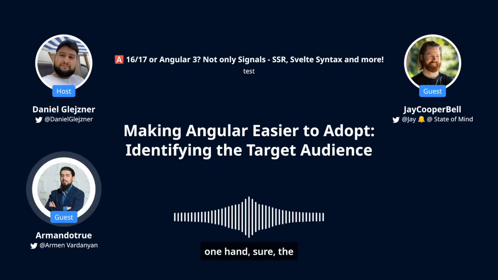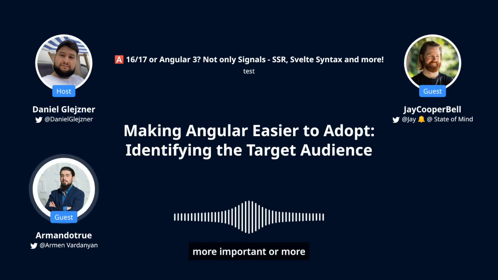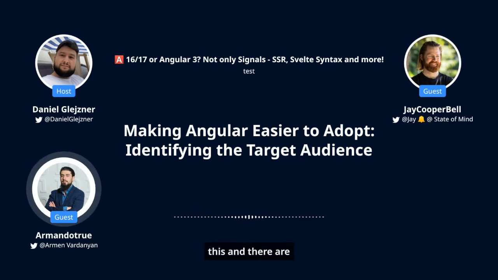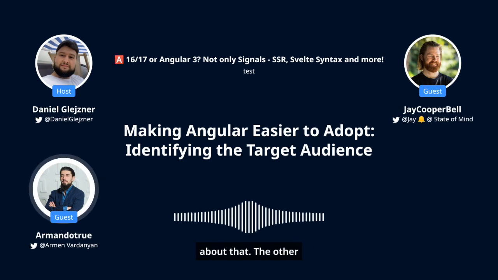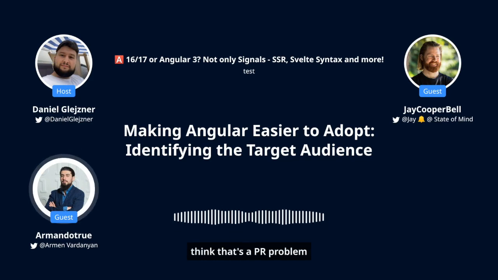I think that on one hand, sure, the framework should go forward with the things that they personally find more important or more applicable to what they are envisioning. And if they think they are fixing something with this, and there are already perfectly good, great solutions out there, they probably shouldn't think about that. The other aspect is more of a PR aspect, that maybe this will impact innovation. Maybe people will think, oh, if they're going to change this and that, maybe I'm not going to write a library about it. And that is a problem, but that is not a code level problem. I think that's a PR problem, and I think the team is going to address that too. I'm just making a guess.